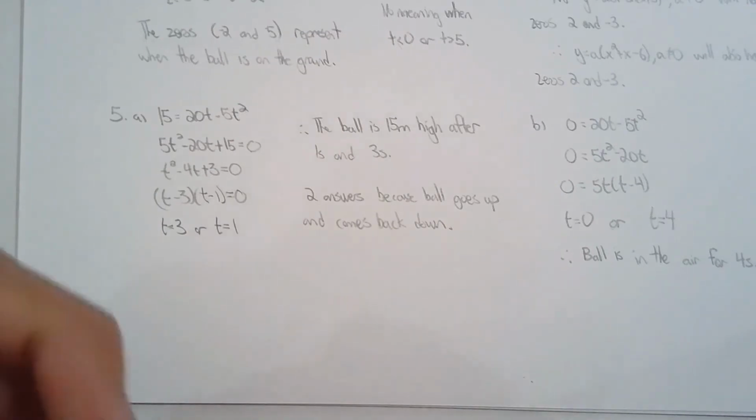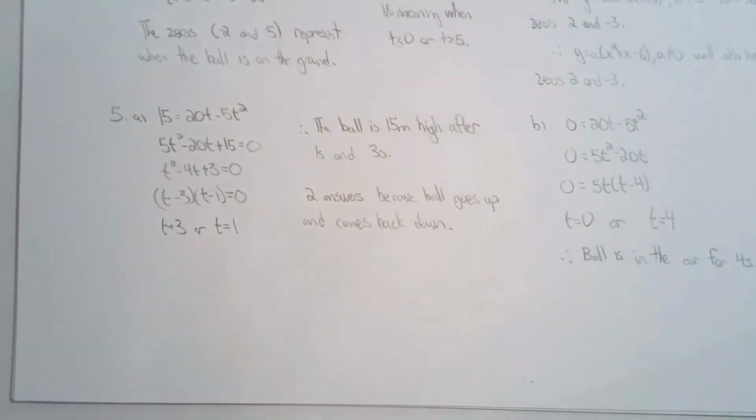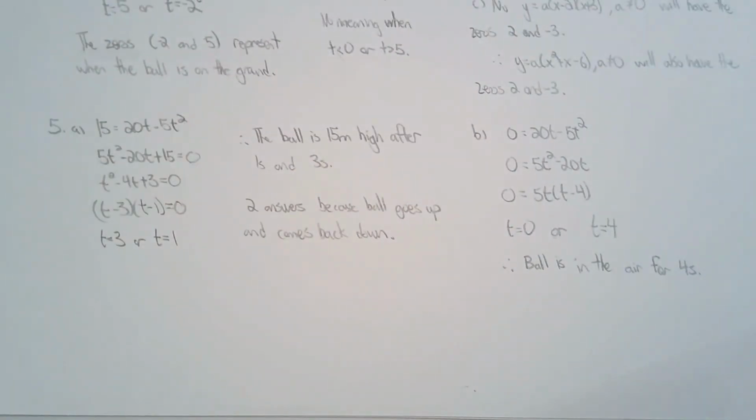So you reach 15 meters, you exceed it by going to the maximum, and then you come back down, you reach 15 meters again. Let's see, for how long will the ball be in the air for? That's basically asking you when it hits the ground. So once you know when it hits the ground, you'll know how long it was in the air for.